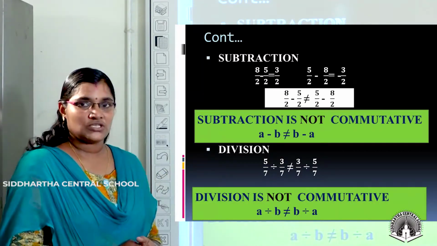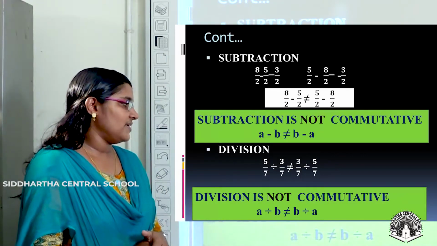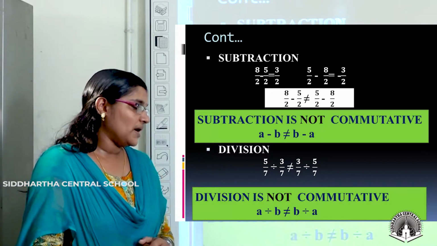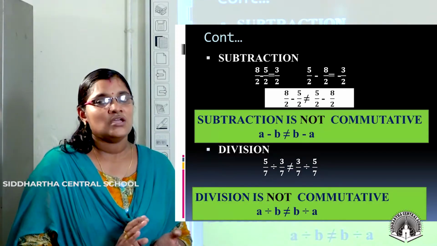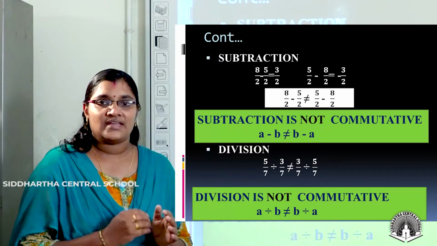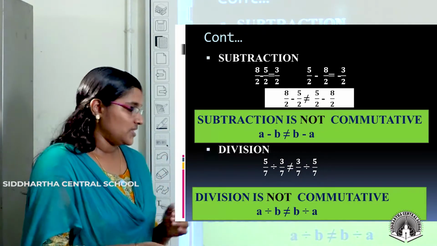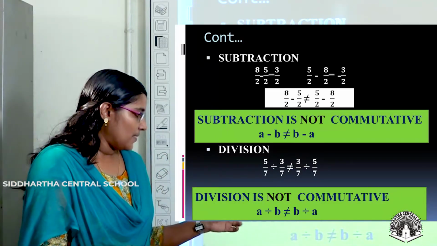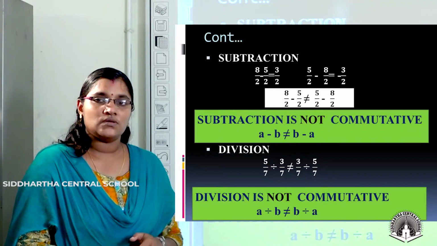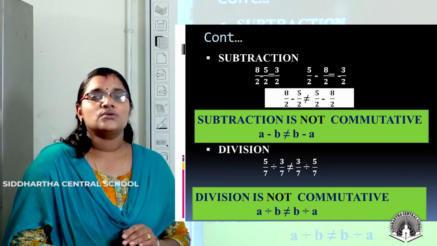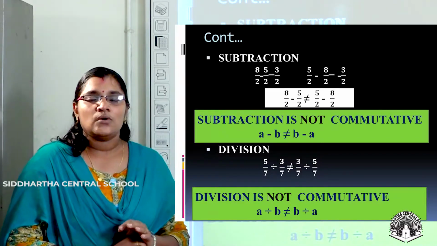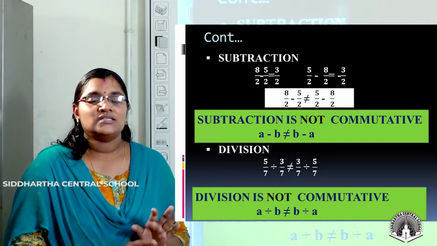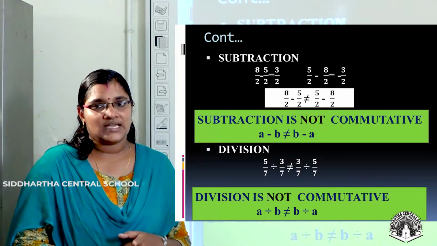Then next is division. So for division also, 5 by 7 divided by 3 by 7 is not equal to 3 by 7 divided by 5 by 7. So for division also, we will not get the same answer if we interchange the rational numbers. Therefore, we can say that division is not commutative. So A divided by B is not equal to B divided by A. So for the commutative property, which operations are satisfied? Addition and multiplication. Subtraction and division are not satisfied.